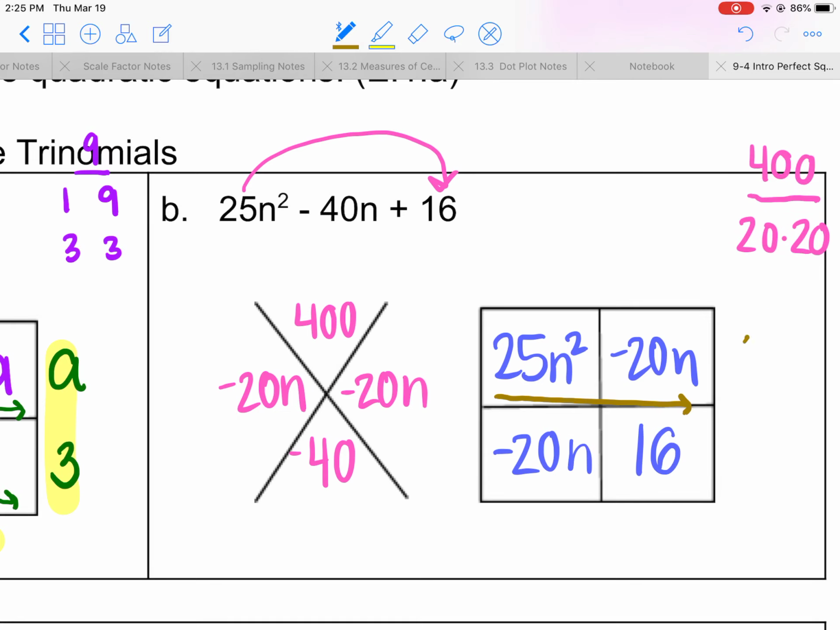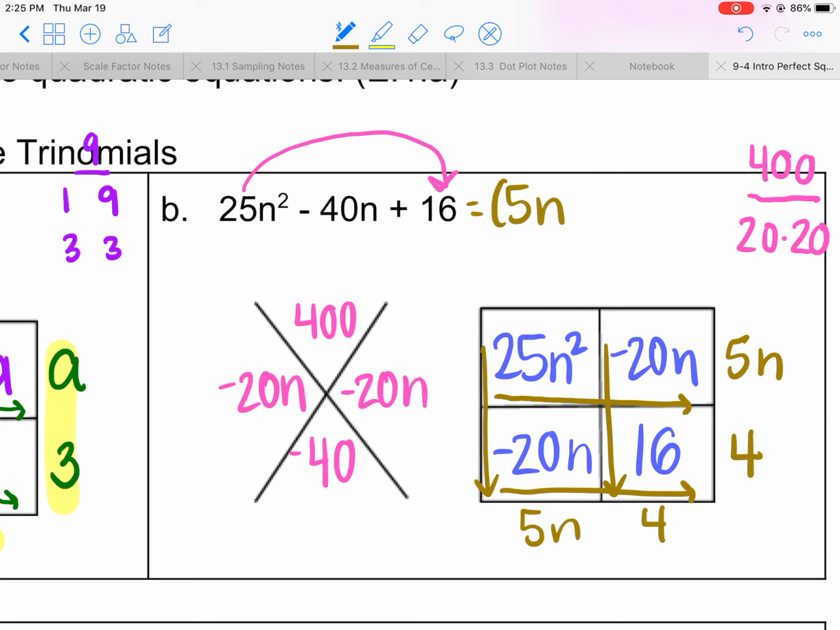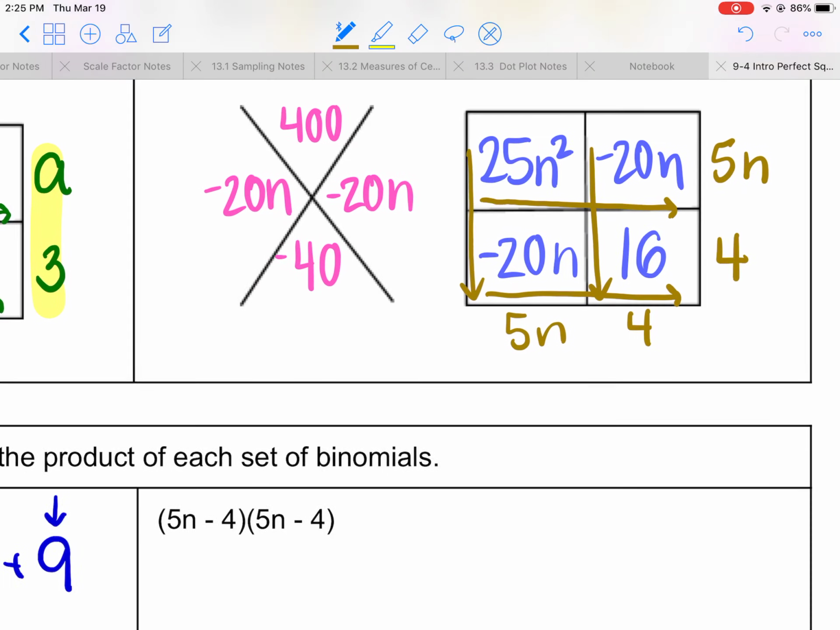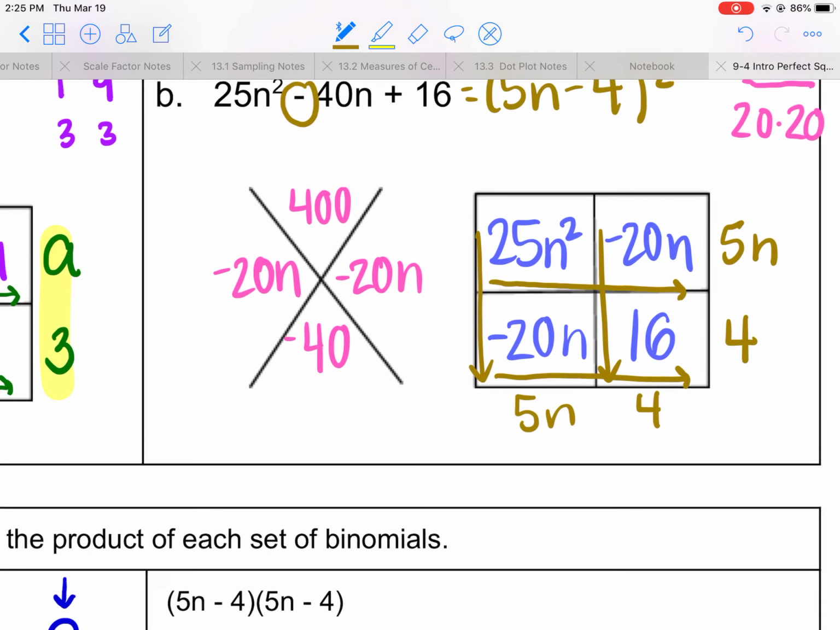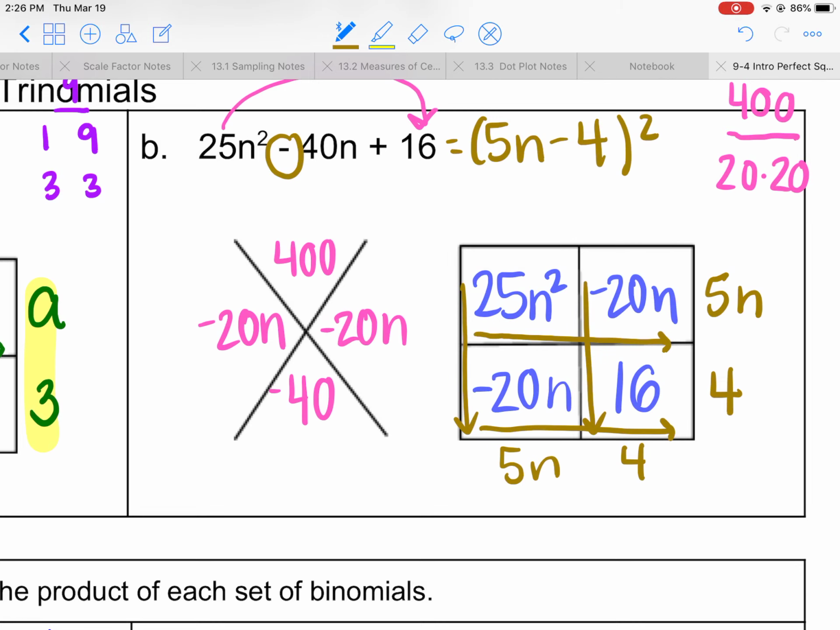So now I can pull out a 5n. At negative 20 and 16, I can pull out a 4. I can't pull out an n because it doesn't appear in both of my terms. Here, I can pull out a 5n. I can pull out a 4 right here. So this, factored as a perfect square trinomial, is now going to be 5n minus 4, quantity squared. That is where we take care of that negative. This is a square of a difference, so that's why you have a subtraction sign instead of an addition sign in between my terms.